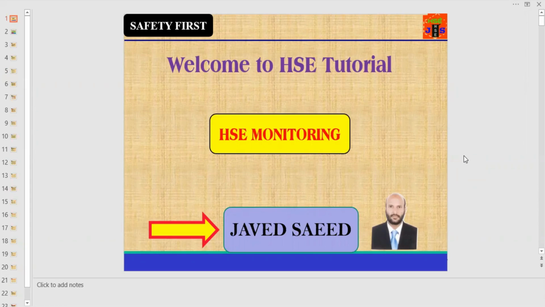There are three steps used to manage health and safety at work. Number one, spot the hazards, means hazards identification. Number two, assess the risk, means risk assessment. And number three, make the changes, means risk control.